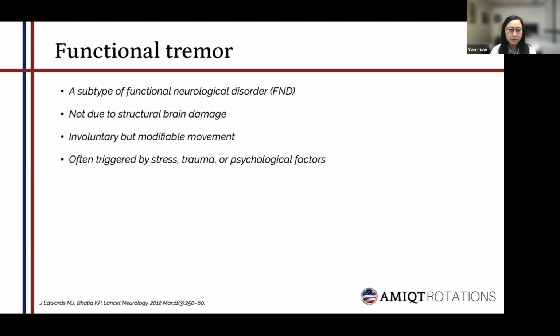Functional tremor is often triggered by stress, trauma, or psychological factors. However, not all patients with functional tremor have psychological or psychiatric diseases. And subsequently, the term psychogenic tremor was replaced by a more neutral term, functional tremor.